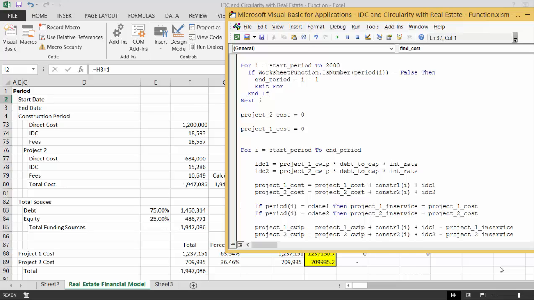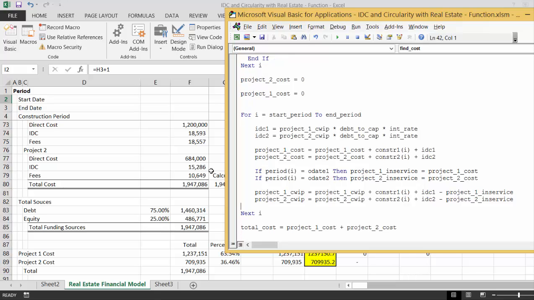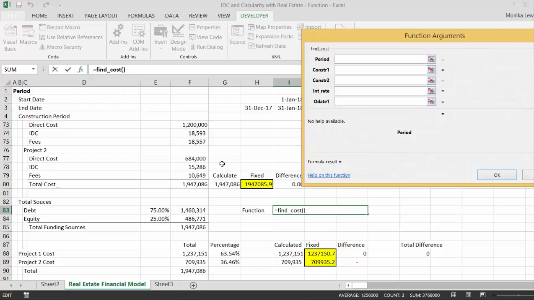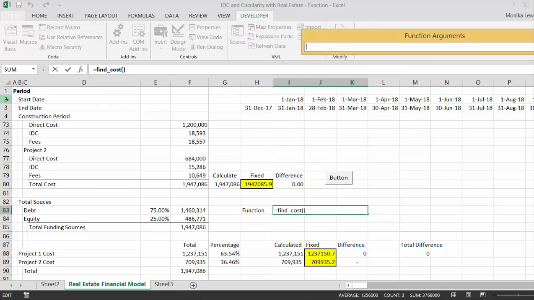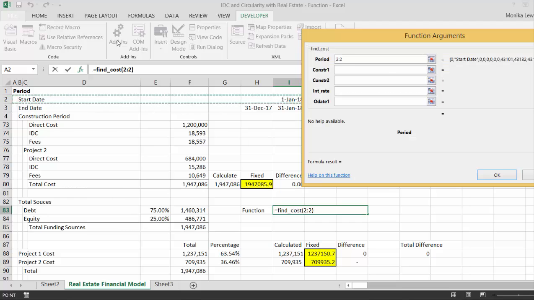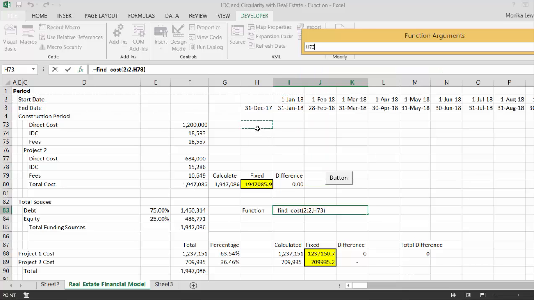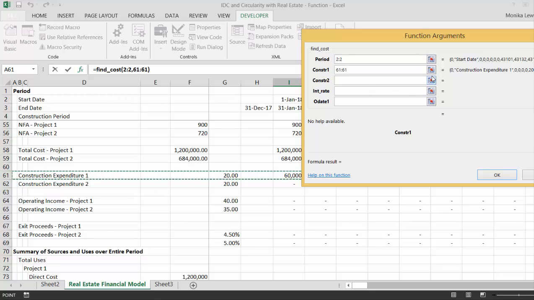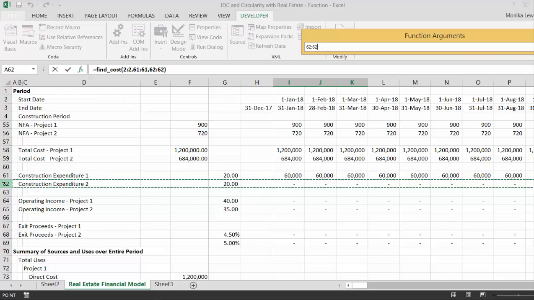We stick the in-service date in as the project cost, and then this construction work in progress eventually goes away. I think we still don't have any divide by zeros or circular reference problems. So we're going to try this again, and shift F3 if we want to find. This period, maybe I should have called it the start date, but I'll leave it as the period for now. Then we can look at our construction for 1 and construction for 2.